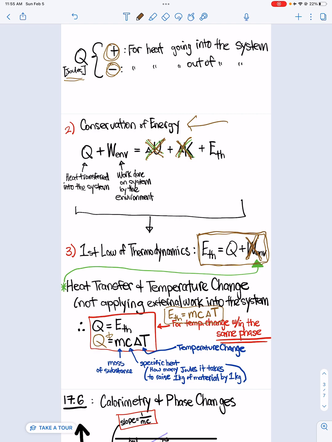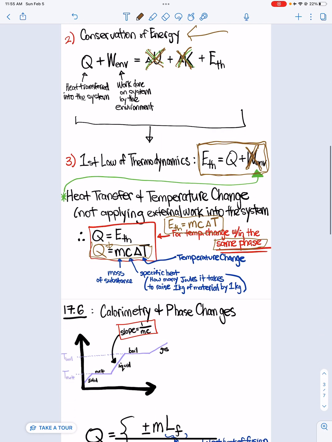So we've got this formula right here. This is important. This is how you calculate the heat transferred into the system due to a temperature change within the same phase. That's very important, that it's within the same phase. So it's got to be a temperature change from liquid to liquid, so it doesn't ever change to gas or solid or anything along those lines. So it has to be within the same phase. That's an important part here.